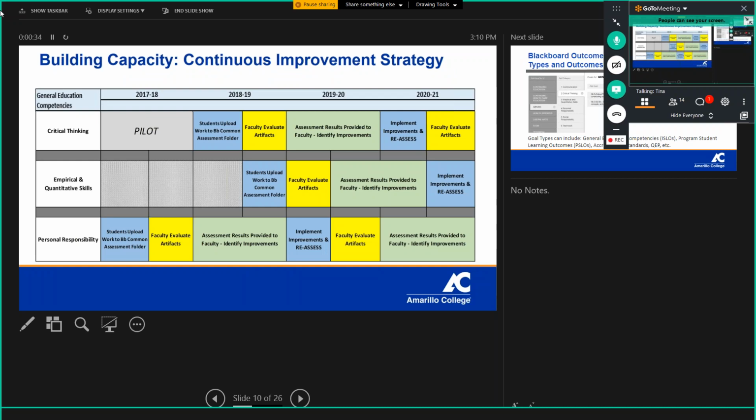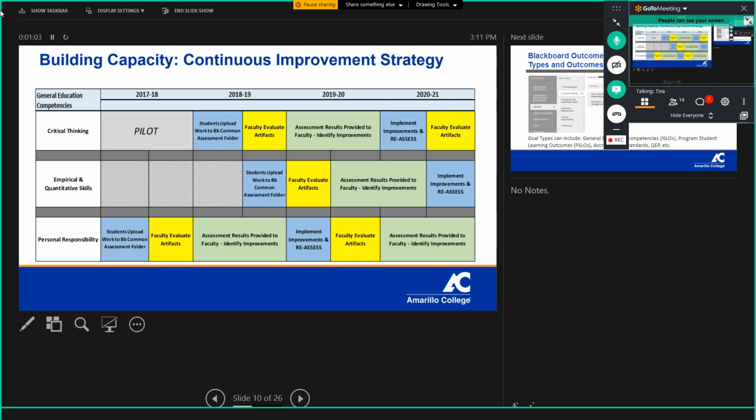And this is how I developed the continuous improvement strategy for Amarillo College. This is just a snippet of a cycle for a couple of our competencies here. So you can look at critical thinking, empirical skills, and it gives you an idea over a 5-year time period when we're doing what. So basically students are uploading the work, we're identifying the courses, faculty are evaluating artifacts, and then the results are provided to faculty so they can seek improvements.